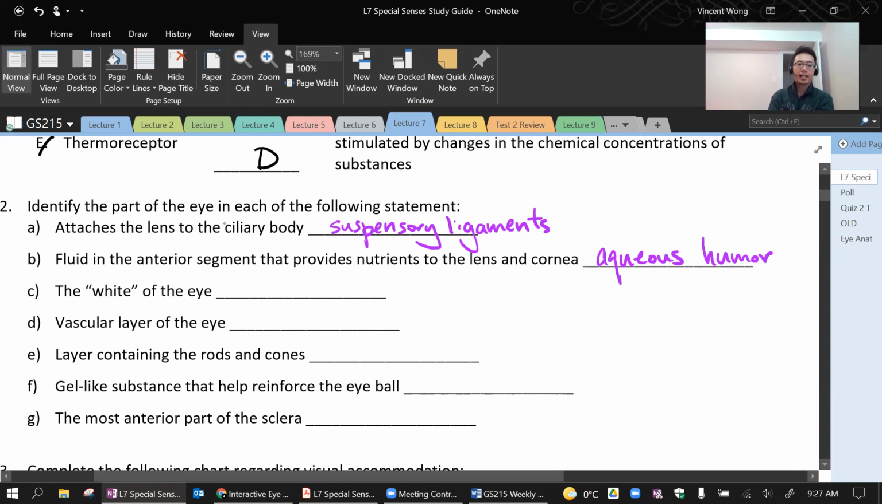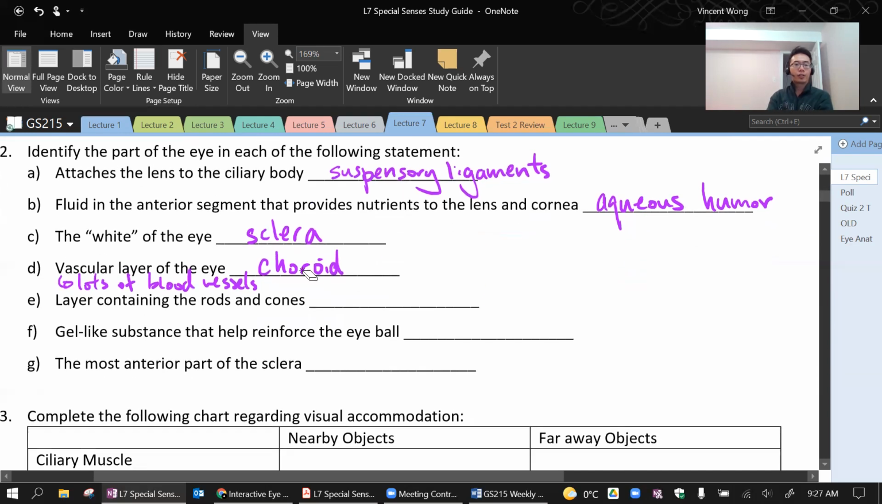The white of the eye. White of the eye is the sclera. Underneath the sclera is the vascular layer, which is the choroid. Vascular means it has blood vessels, right? Lots of blood vessels. Underneath the choroid is going to be the layer that has the rods and the cones, and we call that the retina.